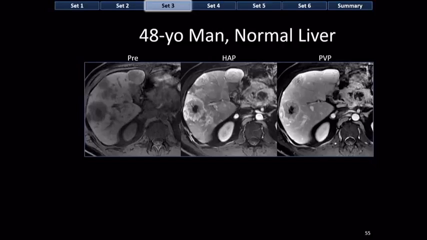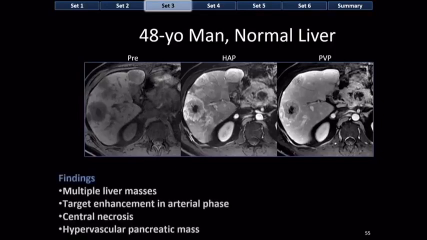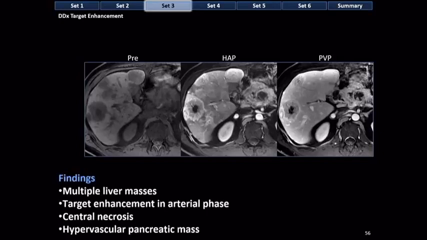Okay, I've allowed you to think about it, so I draw your attention now to the pancreas, and there's a very heterogeneously enhancing, hyper-enhancing mass in the pancreas. So this is a neuroendocrine tumor of the pancreas that has metastasized to the liver. But let's pretend we didn't know that and go over the differential diagnosis of target enhancement.